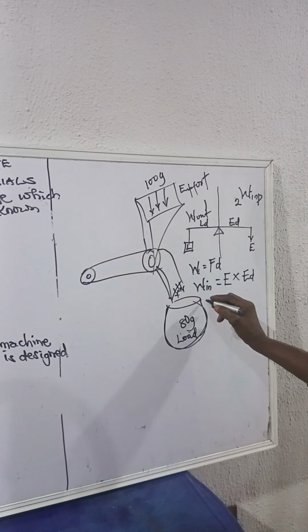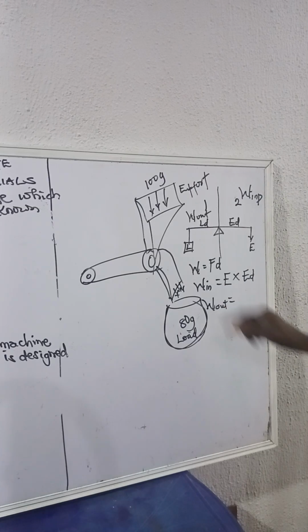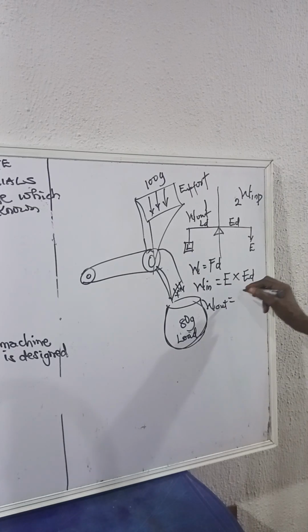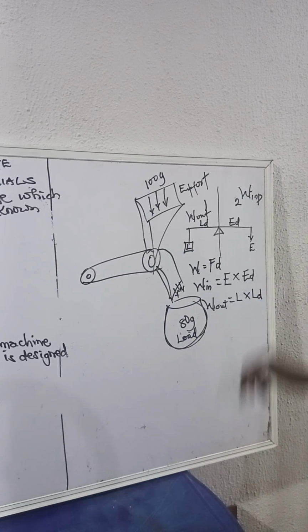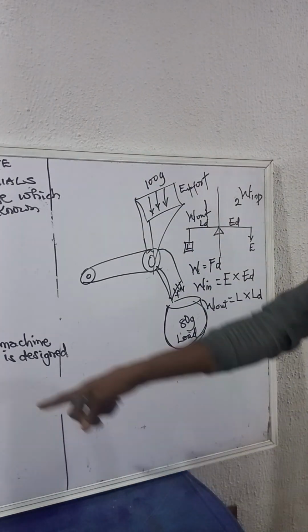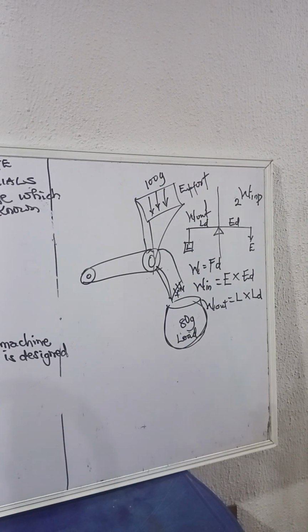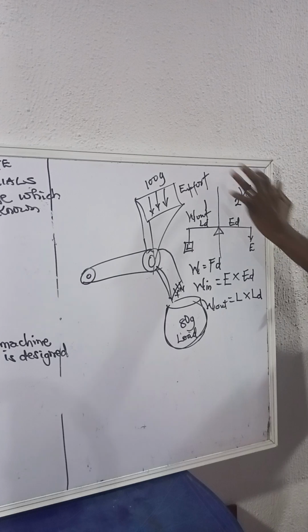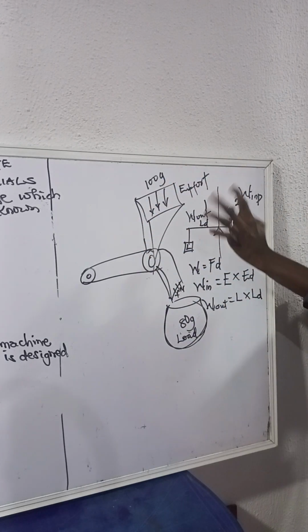Now, secondly, work output will be a function of which of the two forces? It will now be load multiplied by load distance. So these two will be what we are going to incorporate into this formula. So please have a better understanding of my diagram.